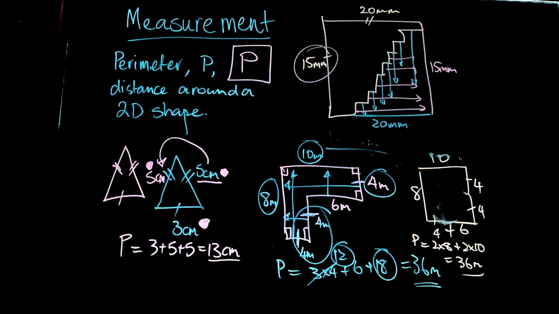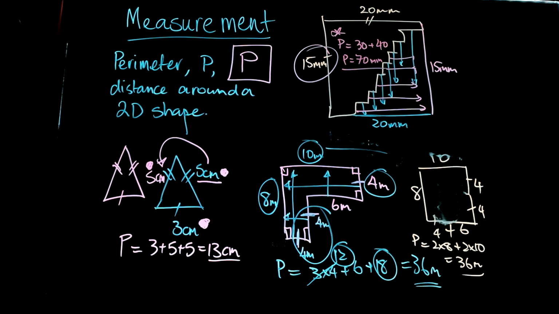And now I've got to work out the perimeter of this shape, and I might do it in the space up here. That what we've got, P is equal to 2 lots of 15, which is 30, plus 2 lots of 20, so 40. And so the perimeter of this shape is 70 millimeters, if I remember to include the units there.